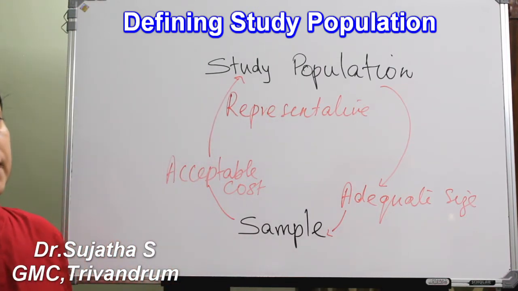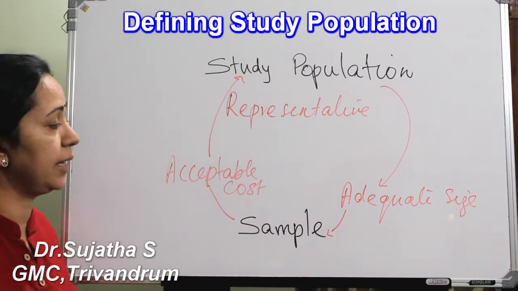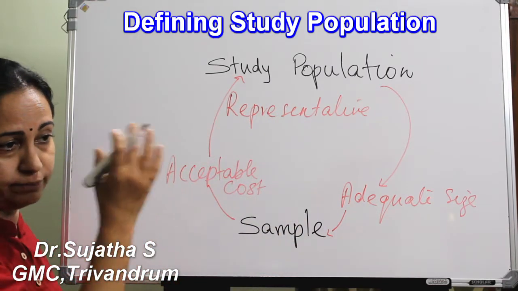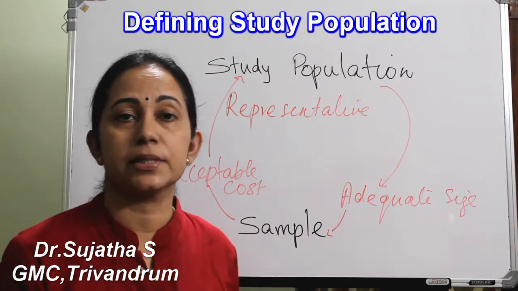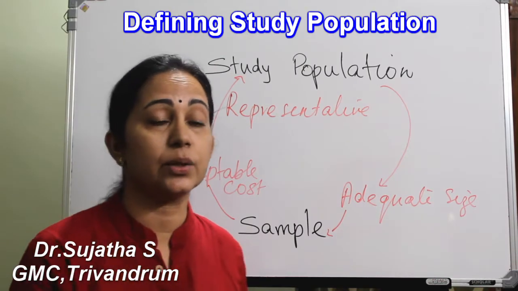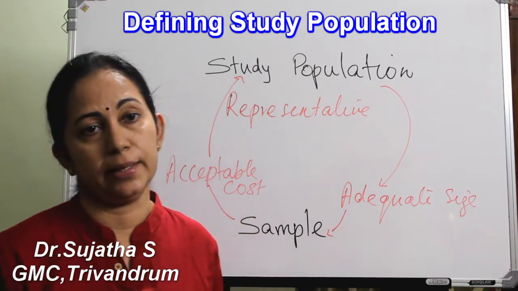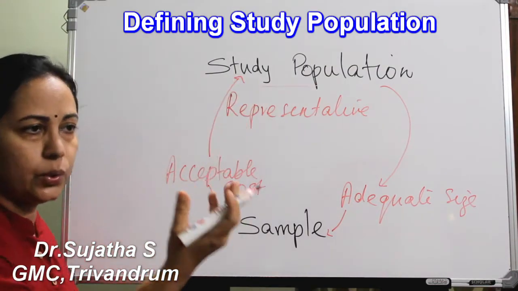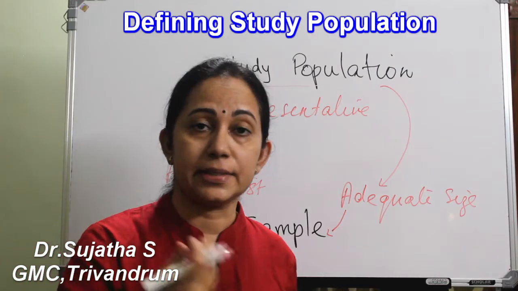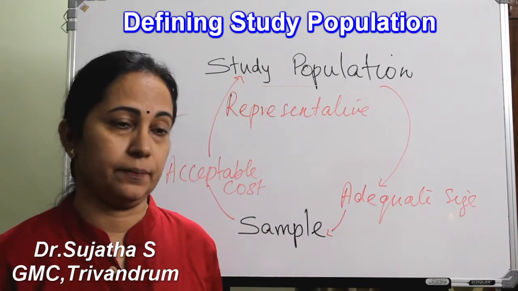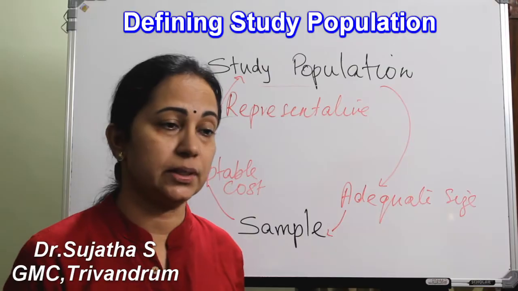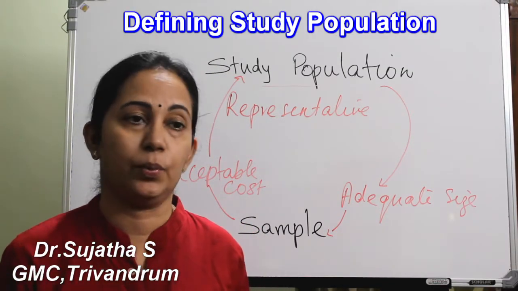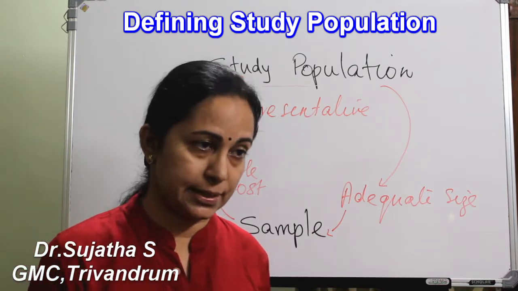If the study has to have a very good external validity, the sample should be an adequate representative of the study population, and an adequate sample size should be there. Okay, and how will you derive a sample from the study population? For that, there are two terminologies. One is the target population and another one is the accessible population. I will explain with an example.